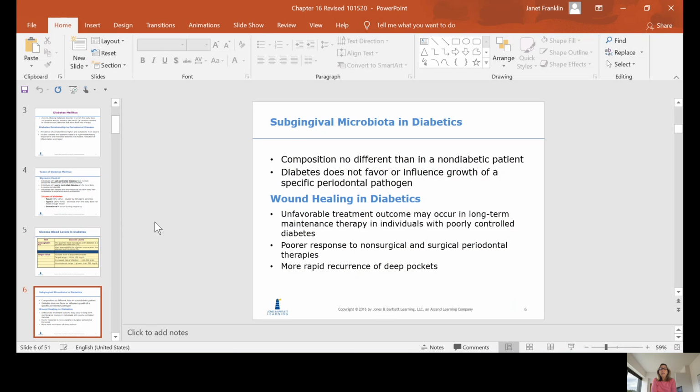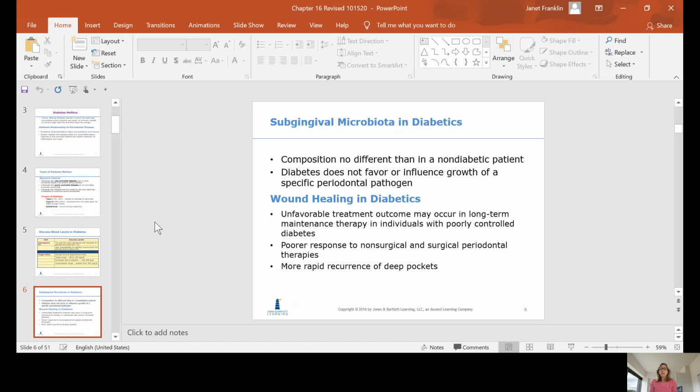Subgingival microbiota in diabetics: the composition is no different than in a non-diabetic patient. So the type of bacteria and the amount of bacteria is the same in a diabetic or a non-diabetic, because it's the host response that is altered when a patient is diabetic.